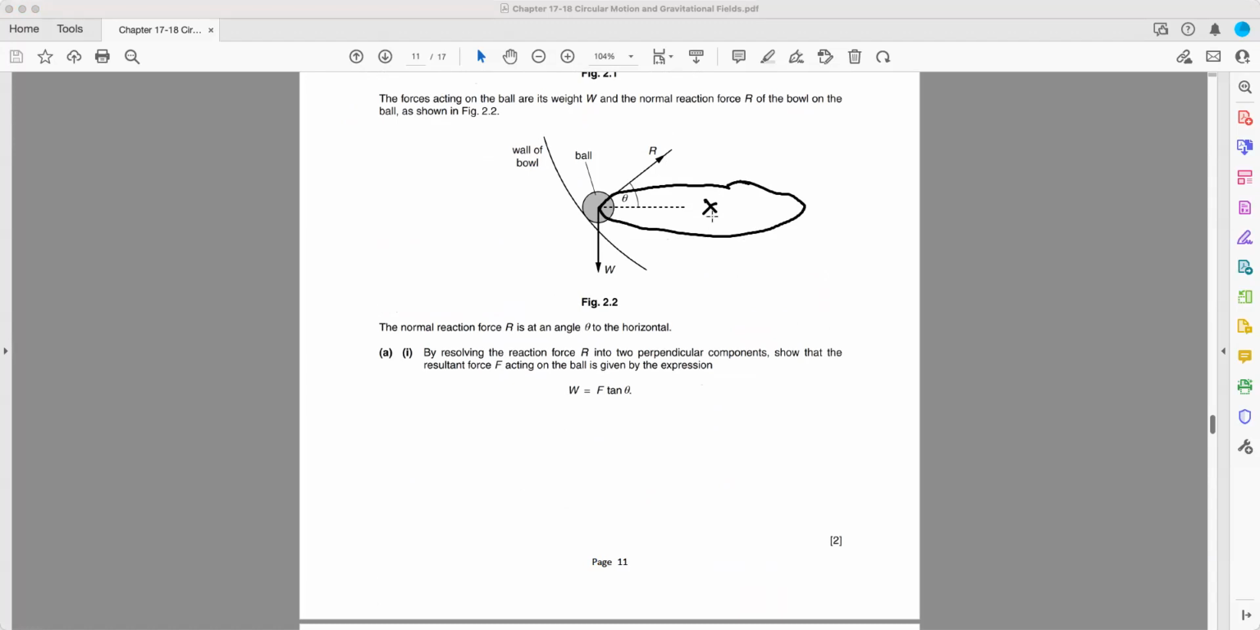So here is a radius. This is the center of the circle. Now it wants you to express the resultant force in terms of W. Now you know it's moving in a circle, so that means you know the direction of acceleration, so it points to the center of the circle.